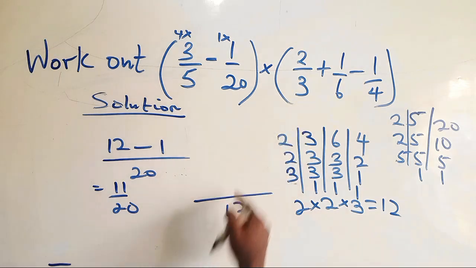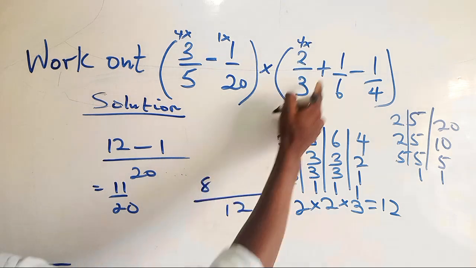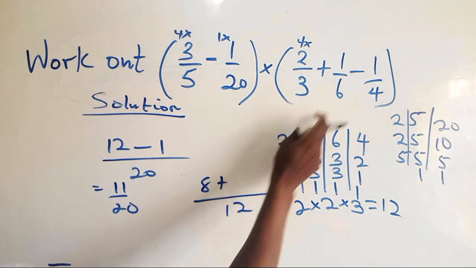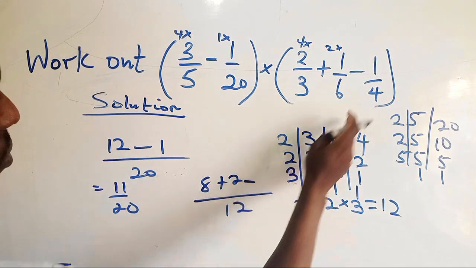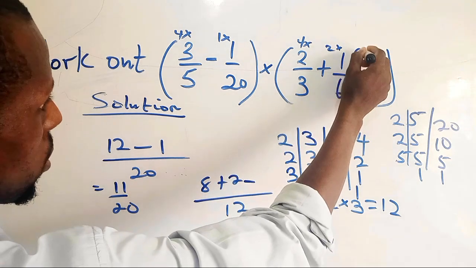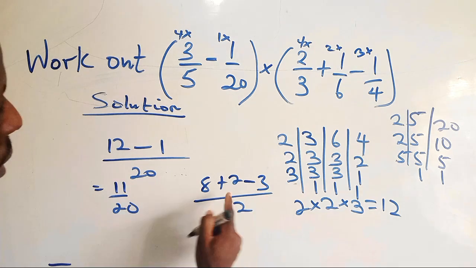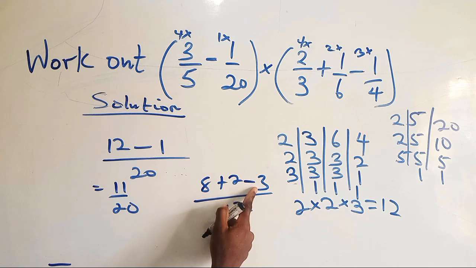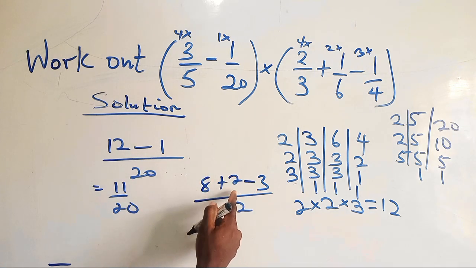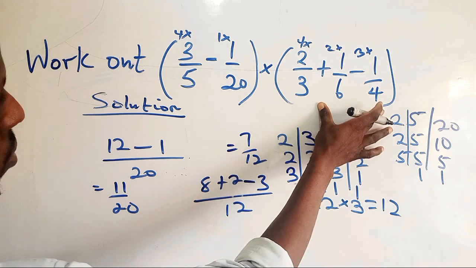Now we say 12 divided by 3 is 4, 4 times 2 gives 8, plus 12 divided by 6 is 2, 2 times 1 is 2, minus 12 divided by 4, which is 3, 3 times 1 is 3. So from here, I can say 8 plus 2 is 10, 10 minus 3 gives 7. So here we have 7 over 12 for this.